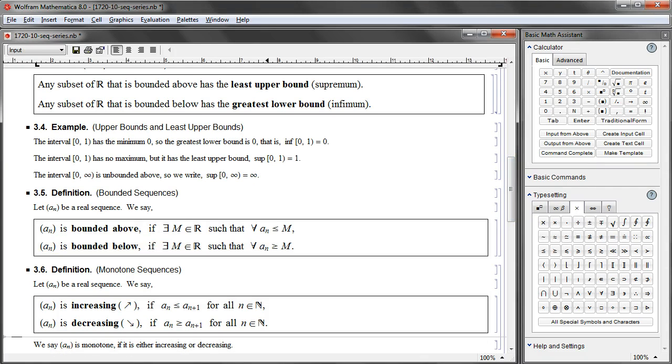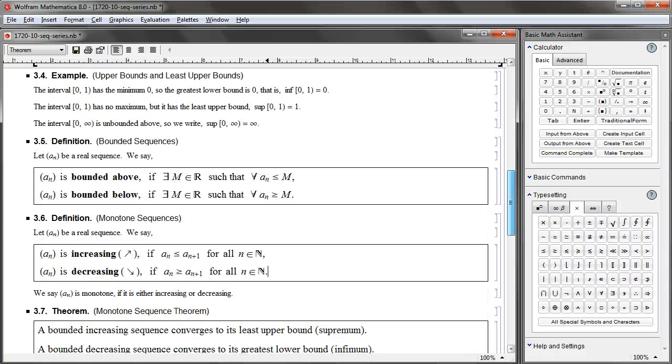Now, here is the definition of the monotone sequence. Increasing sequence when the next element is always greater than or equal. Decreasing sequence when the next element is always less than or equal. Again, that's pretty generic.